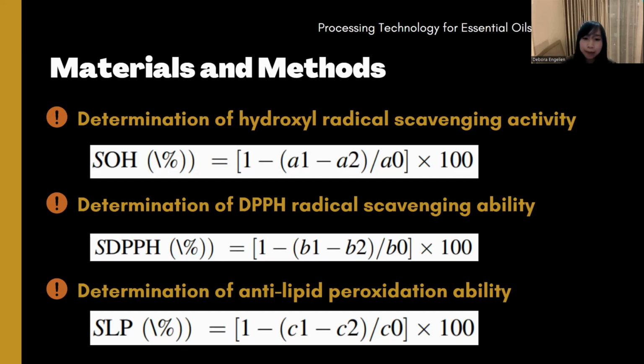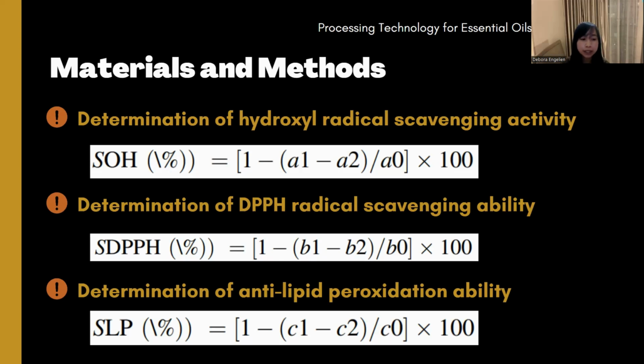So the last one is determination of antilipid peroxidation ability. The antilipid peroxidation ability was determined by referring to the method of Chen et al. And then 2 milliliters of soy lecithin solution prepared in PBS with pH 7 and 0.4 milliliter of iron sulfate solution with 10 millimole per liter were added sequentially to 2 milliliters of polysaccharide solution. And then this reaction was carried out in a 37 degrees Celsius water bath for 50 minutes.